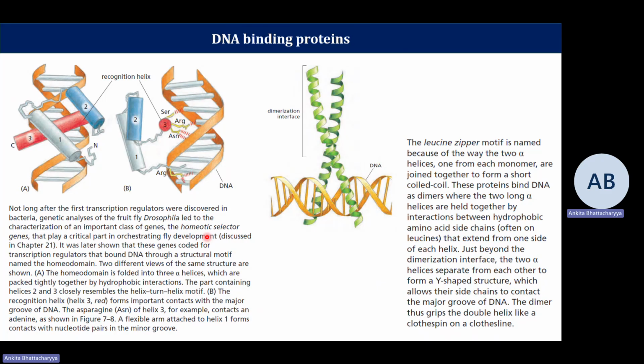Following that, we discussed the leucine zipper motif because the dimerization interface has multiple leucine residues which are present, which attributes the name to this class of proteins. And this includes two alpha helices, one from each monomer, which are joined together to form a short coil structure. And these proteins are able to bind DNA as dimers, where the two long alpha helices are held together by interactions between the hydrophobic amino acid side chains, often present on leucines that extend from one side of each helix, and they separate from each other. They form this sort of Y-shaped structure, like you can see.